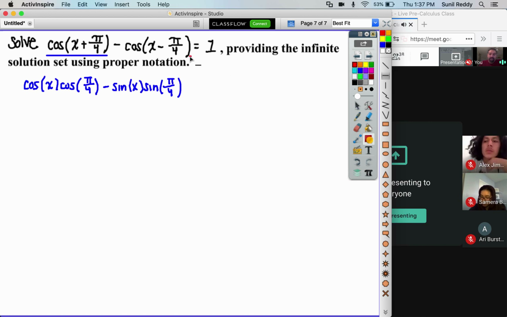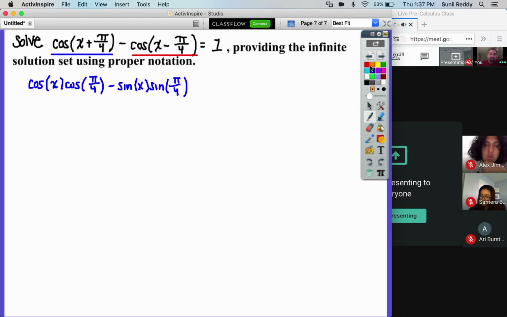For the other piece, cosine of x minus pi over 4, that would be cosine of x times cosine of pi over 4 plus the sine of x times the sine of pi over 4, using the cosine difference formula.